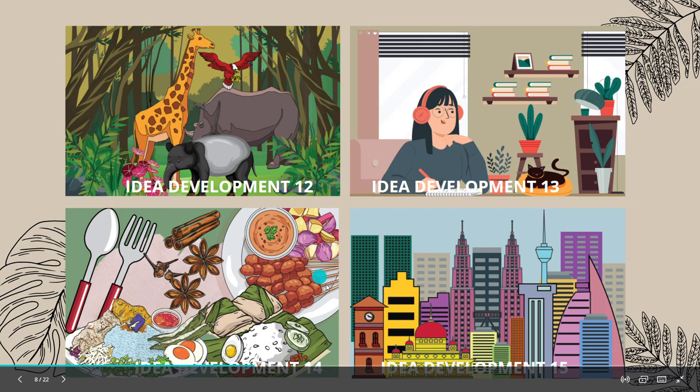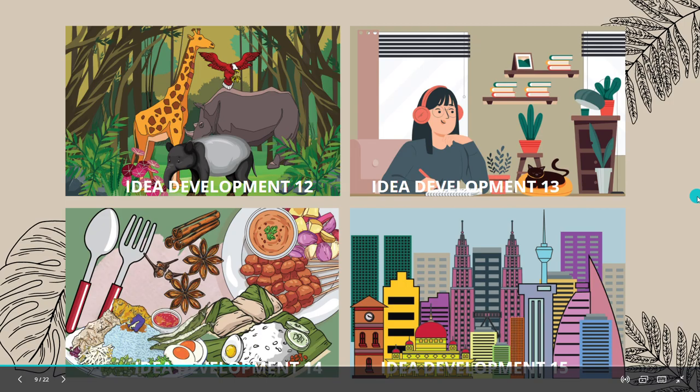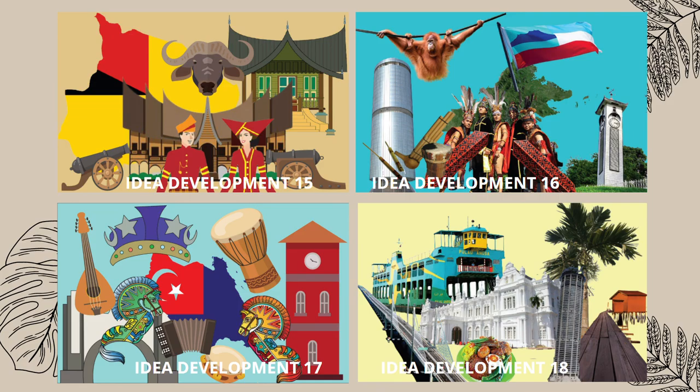And then idea development number 15 is about the building in Malaysia. As we can see here, we have KLCC, KL Tower, M-Bank building, and also the Putrajaya Mosque. And then we move to idea development number 15, which is about Nis Milan. Nis Milan stands for Negeri Sembilan, which is the Minangkabau.